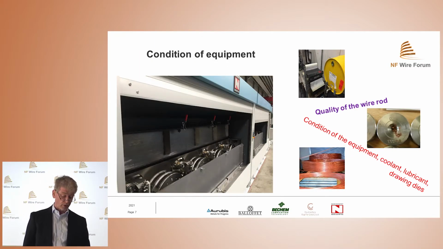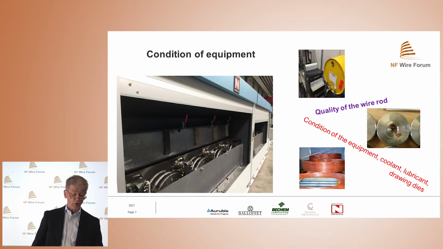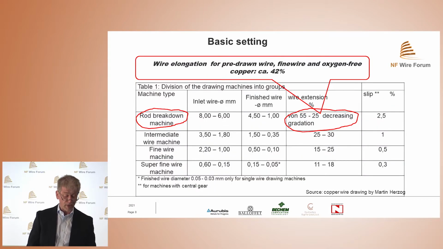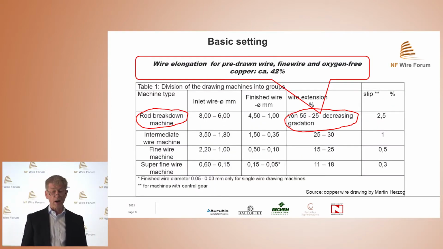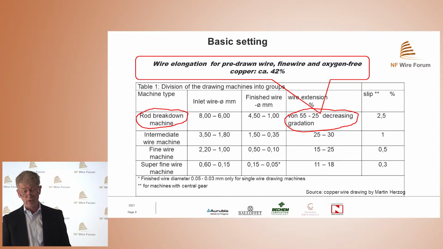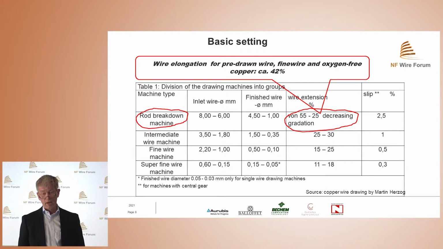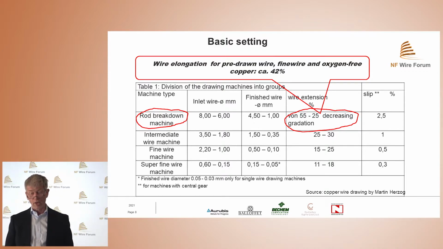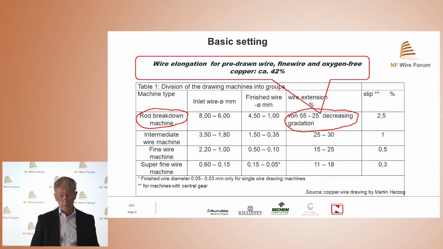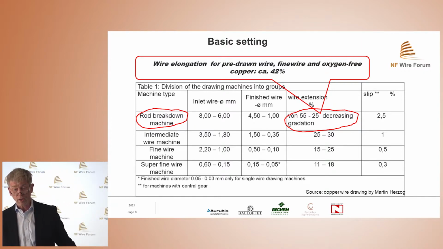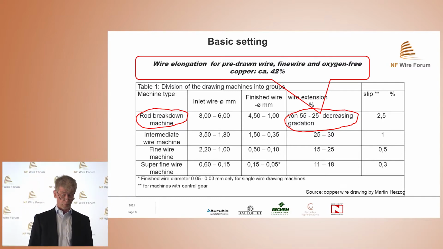My colleagues have already reported on the topics of rod, lubricant, wire and the dies. Now let's talk about basic settings at the machine. But what are basic settings? For example, at a rod breakdown machine, a basic setting can be the wire elongation, the graduation. Normally we start with 55% and it's decreasing down to 25%.